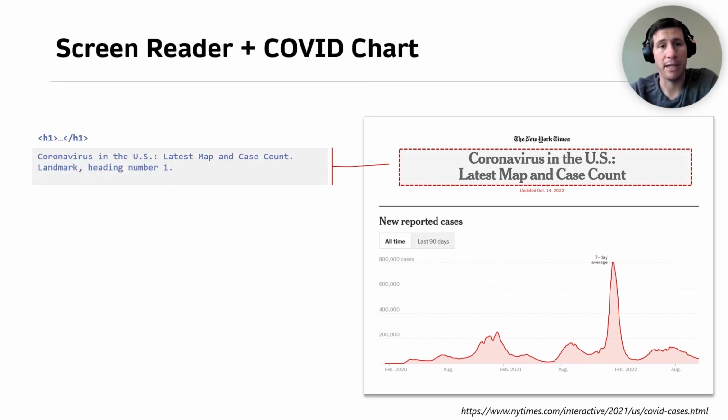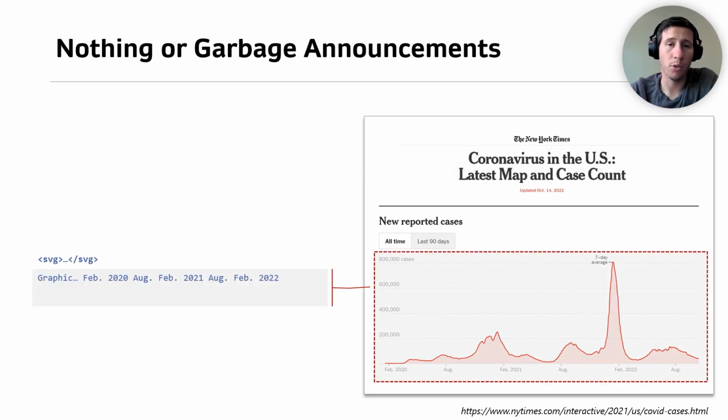A screen reader announces text and/or other page elements, such as coronavirus in the US, latest map, and case count. But when it comes to this chart, the screen reader might altogether skip over it. Or even more confusing, it announces a garbled version of the SIGCHI text here.